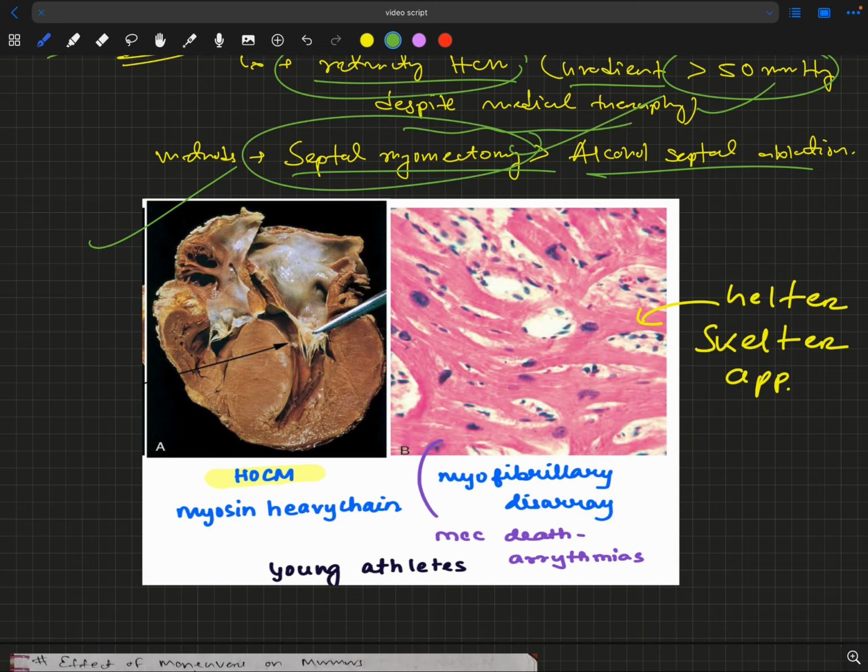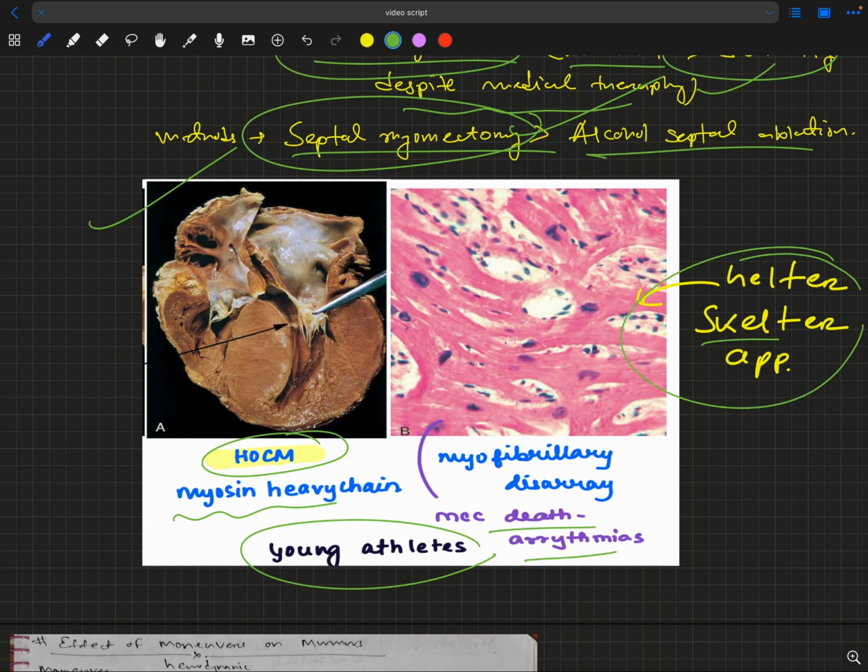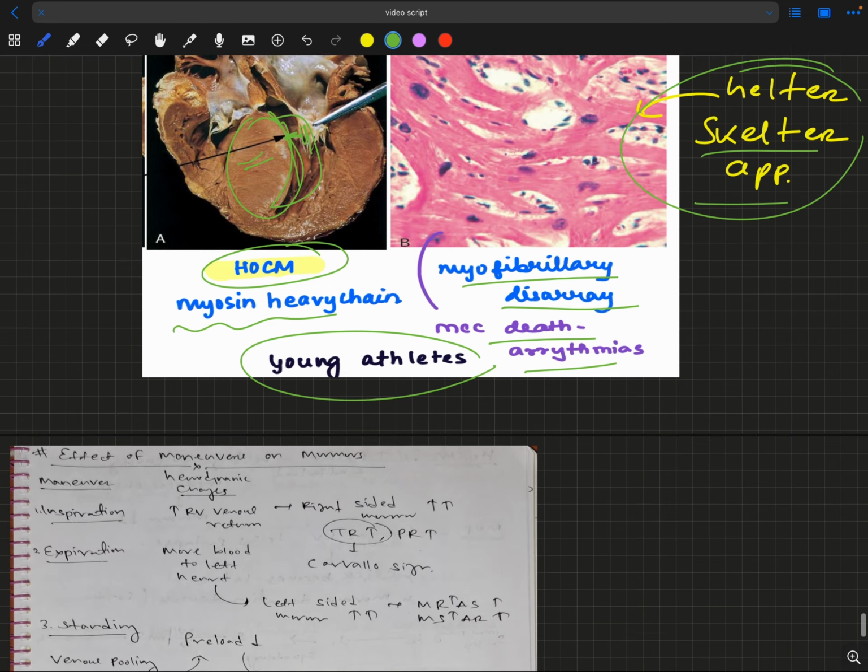So this is a pathology question. In case of HOCM, mutation of beta myosin heavy chain is seen in young athletes. The most common cause of death in a young athlete is arrhythmia. So this is the histology: helter-skelter appearance, myofibrillary disarray. This is the banana-shaped cavity due to asymmetrical hypertrophy of the interventricular septum. This is the anterior mitral leaflet. They are the ones which cause the obstruction to the left ventricular outflow tract.